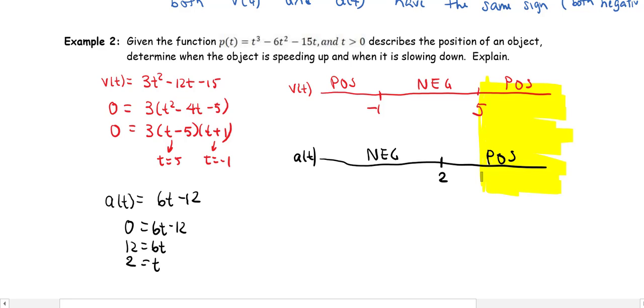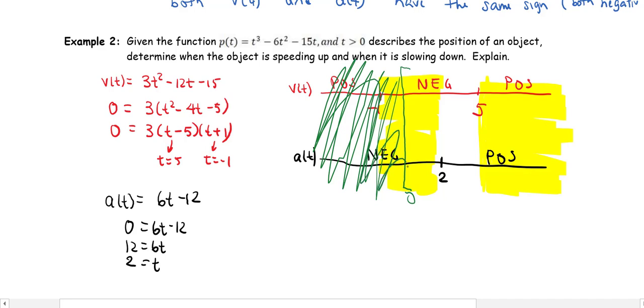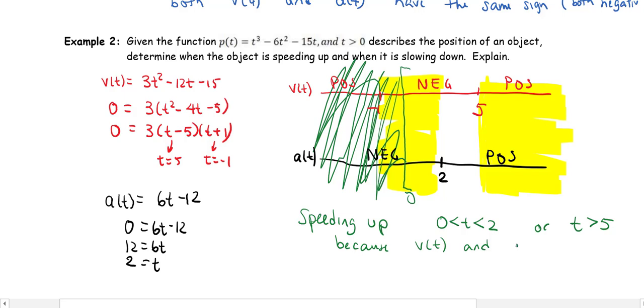Is this the only place where it's also having the same sign? No. I hope you can see even in this region here, it's the same sign. Both are negative. And if you're thinking, oh, how can time be negative? You're right, time can't be negative. I should have said, stop here at 0. Forget all this stuff to the left of 0. And so now I hope you see that there are only 2 intervals where it's speeding up. That would be between 0 and 2, or the interval that's bigger than 5. And why is that the case? Because the velocity and the acceleration have the same sign.